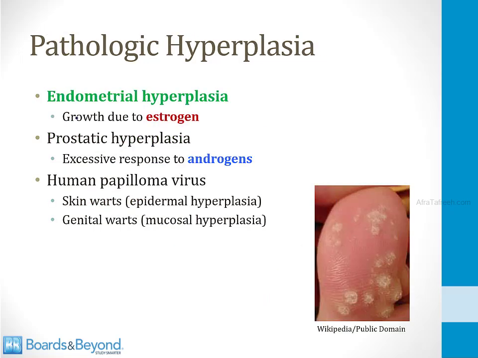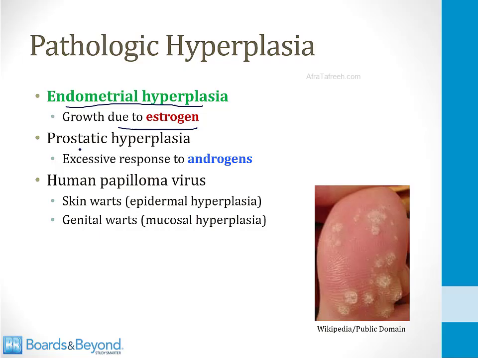Shown on this slide are some pathologic examples of hyperplasia. One of the classic examples is endometrial hyperplasia, which I talk about in detail in videos in the reproductive section. This is a hormone-driven process. As I told you, hyperplasia often occurs in response to hormone stimulation. In this case, the endometrial lining is growing due to estrogen stimulation.